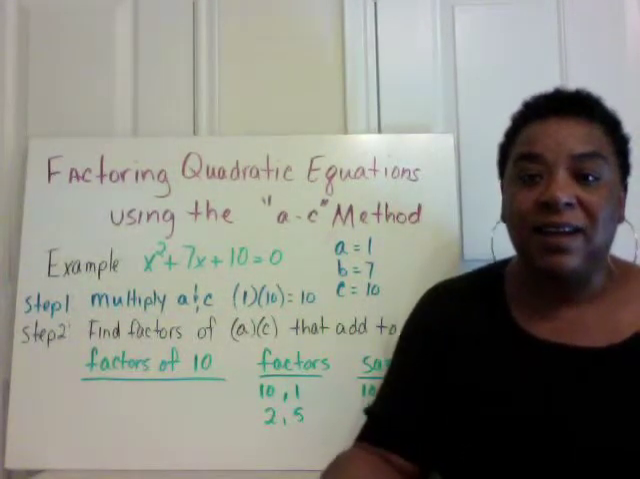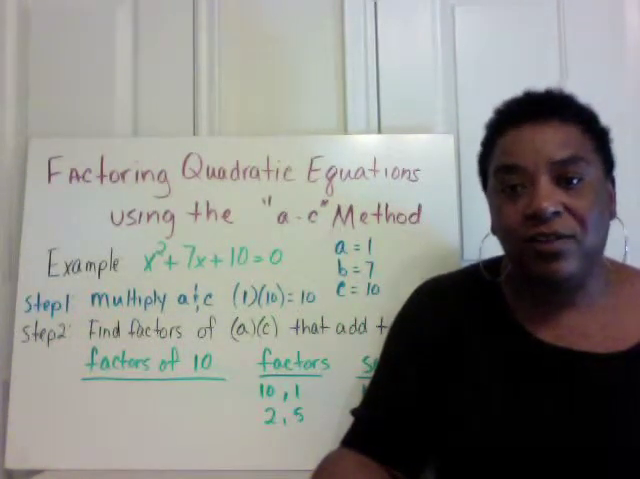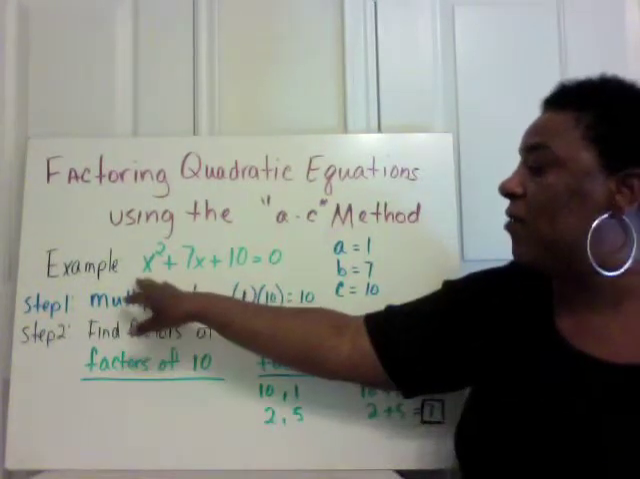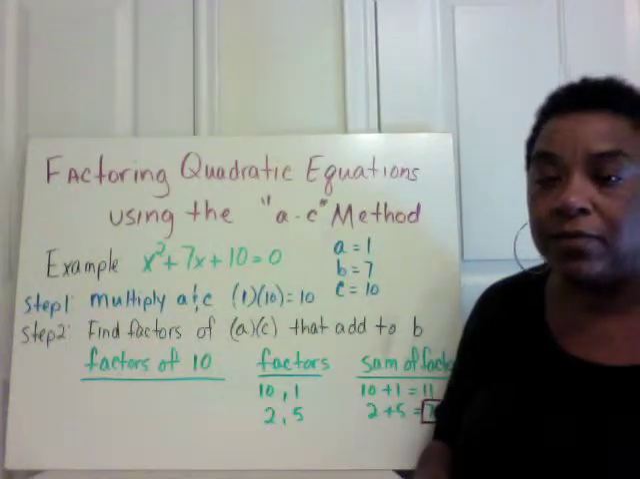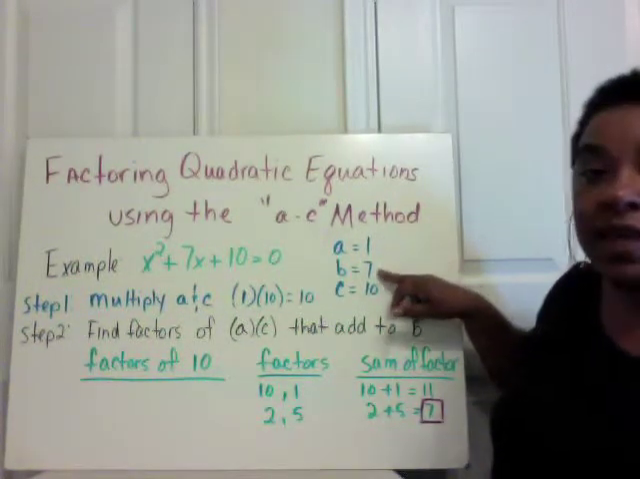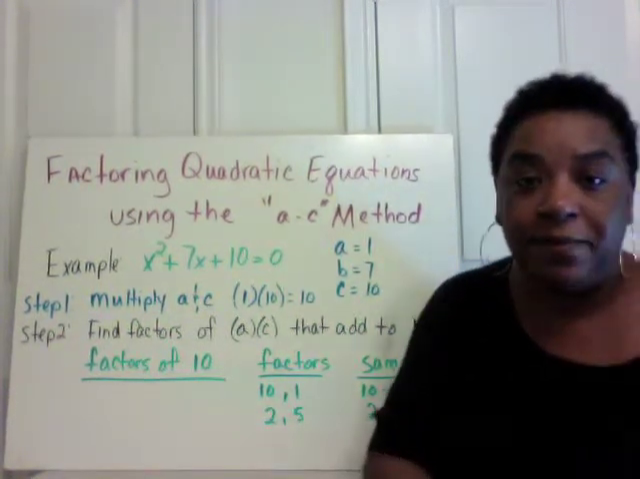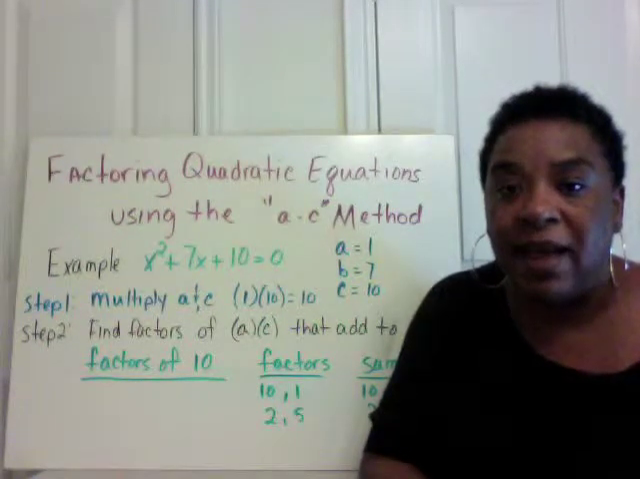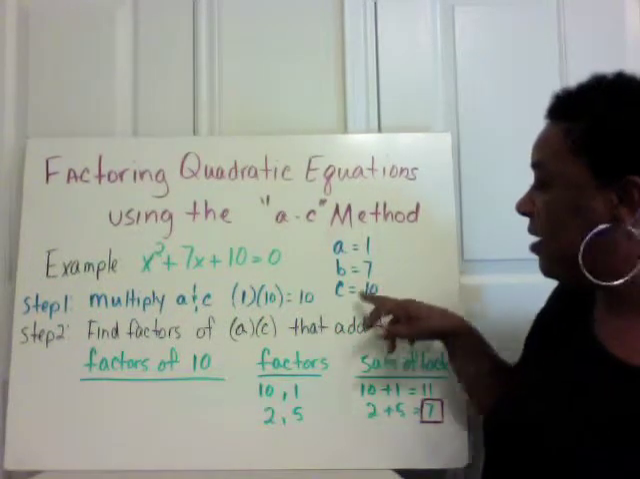Now let's look at an example of how we can factor a quadratic equation using the AC method. I have an equation here of x squared plus 7x plus 10 equals 0. And so A is equal to 1, B is equal to 7, and C is equal to 10. Now in our first step, we want to multiply our A and C values together. So 1 times 10 equals 10.